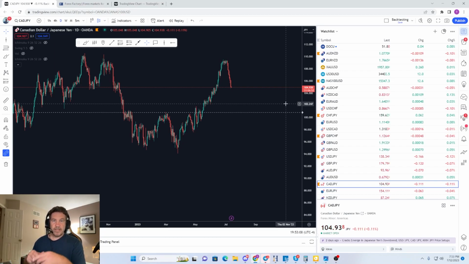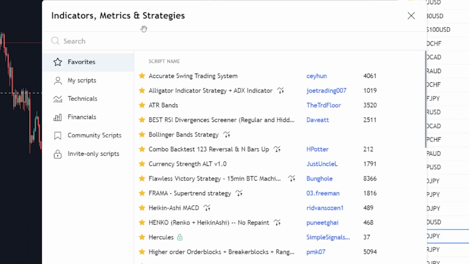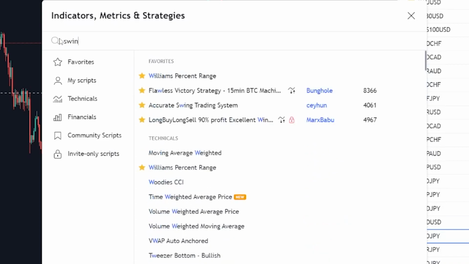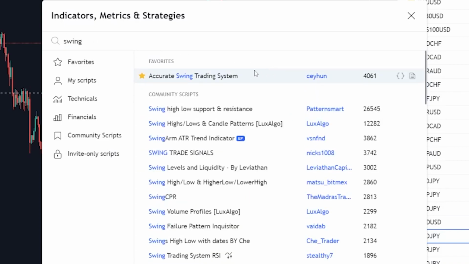So that said, let's get into these two indicators now. On the charts, you go into TradingView, and all you need to do is click on the indicators. The two indicators I want you to take a look at are the first one, the Ichimoku Cloud, which should come up when you type in just Ichi in TradingView. So you want that one, and the second one is the Swing Indicator by Pattern Smart right here.